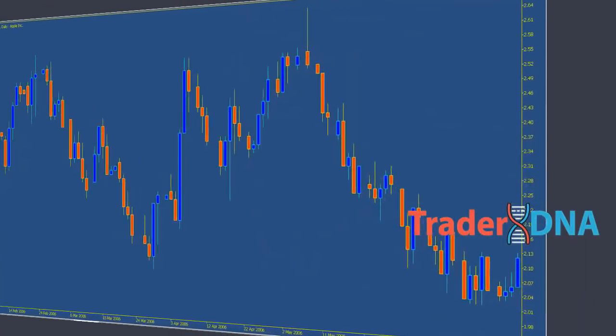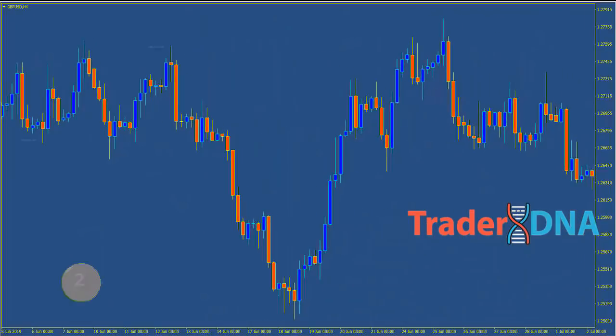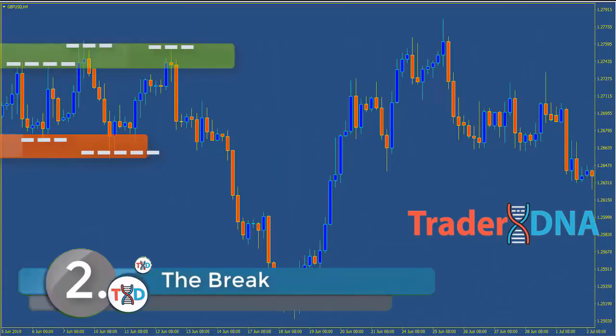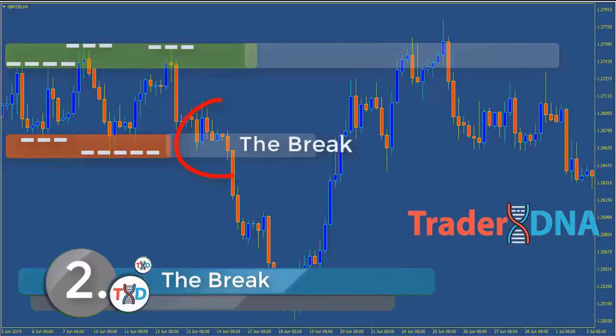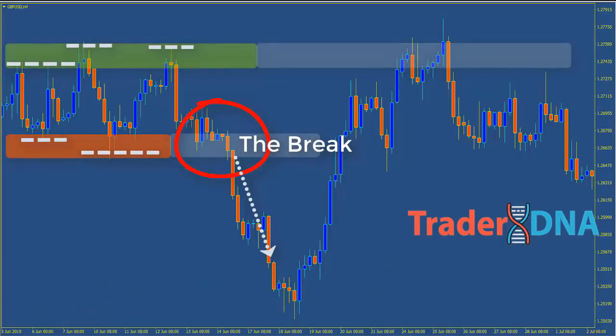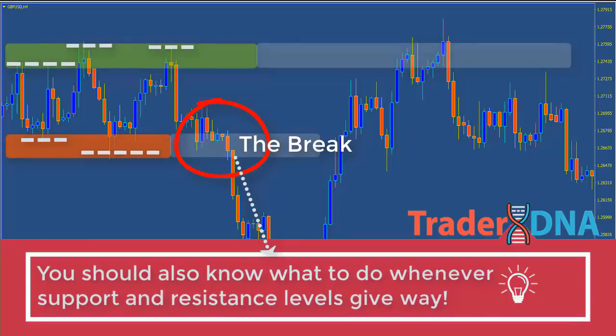Second, the break. In a perfect world, support and resistance levels would hold forever. In a perfect trading world, we could just jump in and out whenever price hits those major support and resistance levels and earn loads of money. The fact of the matter is that these levels break and often. So, it's not enough to just play bounces. You should also know what to do whenever support and resistance levels give way. There are two ways to play breaks in trading. The aggressive way and the conservative way.